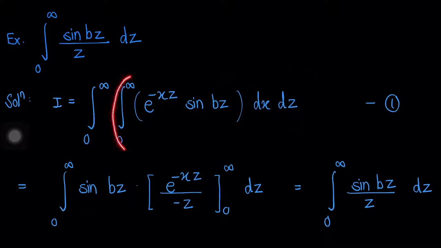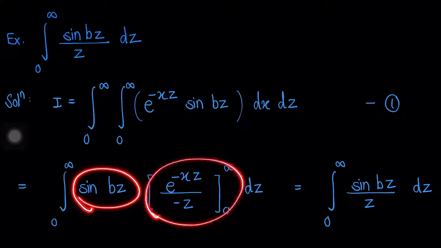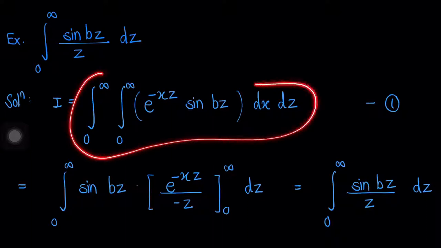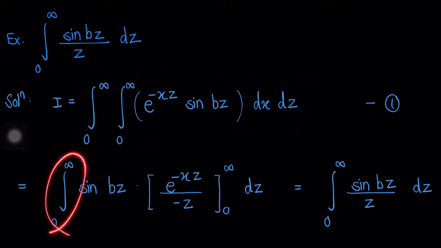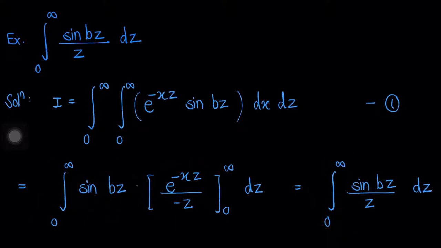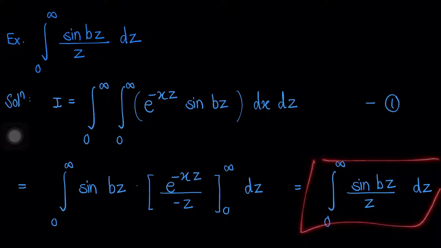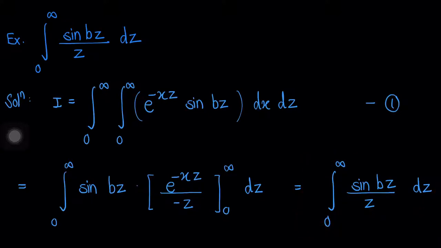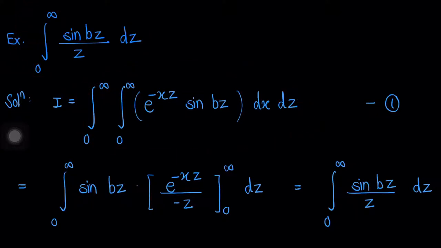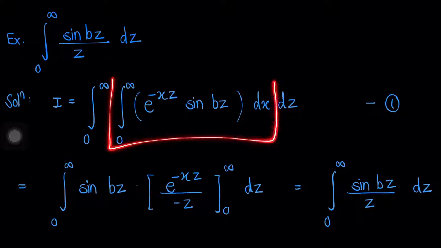So after solving this integral first with respect to x, we will have integration 0 to infinity sine bz, and from this we will have 1 upon z. So the value of this double integral is same as integration 0 to infinity sine bz upon z, that is integration 0 to infinity sine bz upon z dz, and this is the integral we are going to solve. So we see that this integral is same as this double integral. So firstly we have integrated this with respect to x.